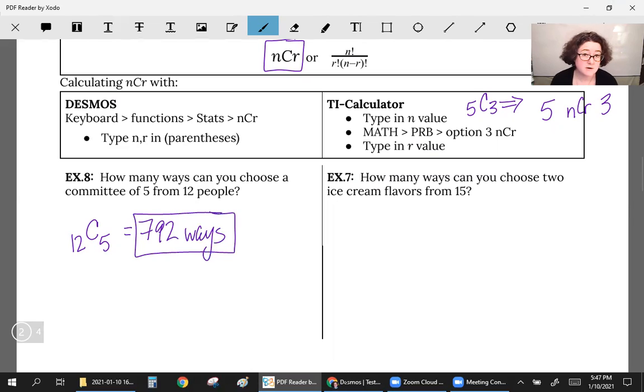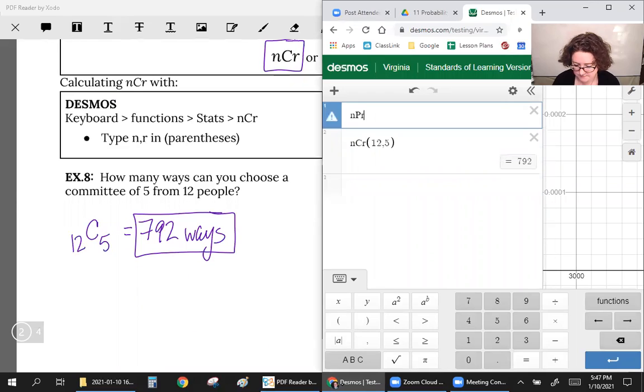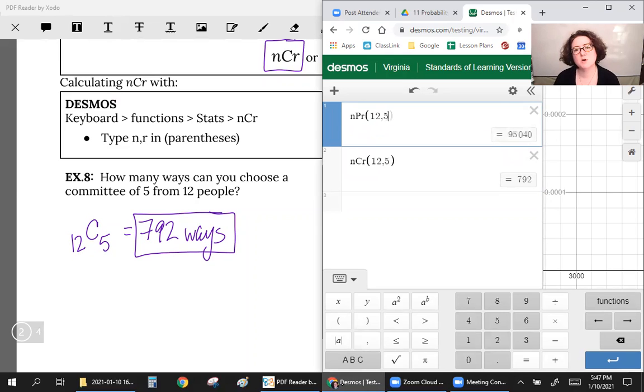If order mattered, we would have had a totally different scenario. We would have actually had more options. Just for reference, let's see what happens when we type that into the NPR. I'm just going to update my numbers. Whoops, apparently I deleted too much, so let me retype that. So NPR, and we're going 12, 5. Many more arrangements when order matters. If order doesn't matter, like the combination, fewer, smaller answers are going to come out.